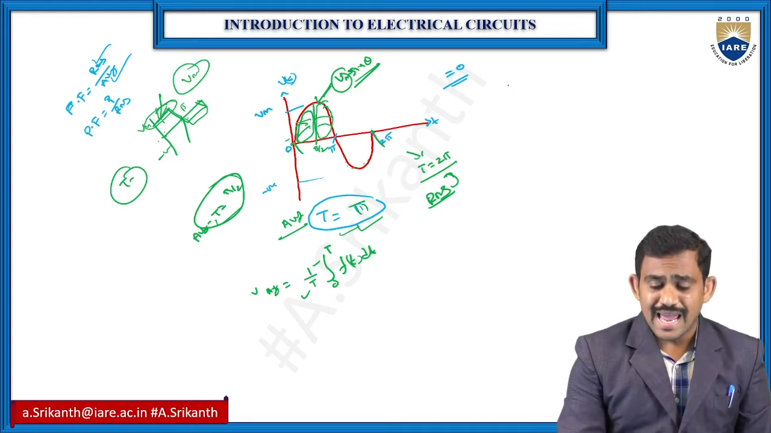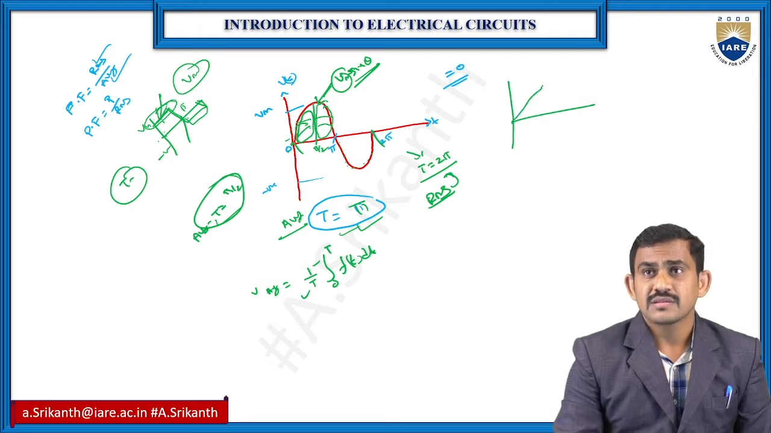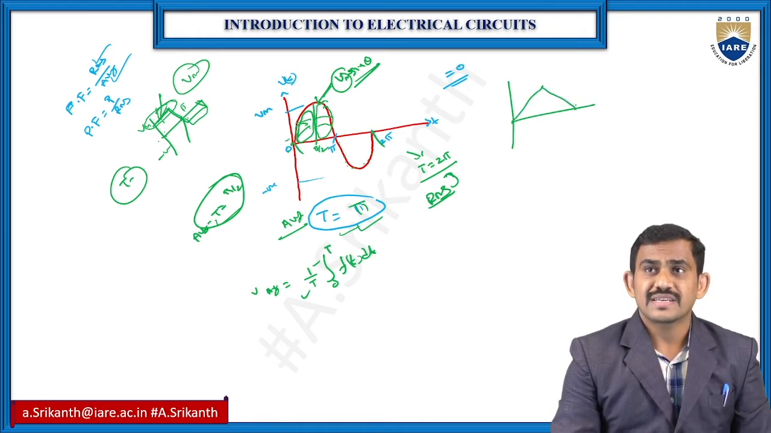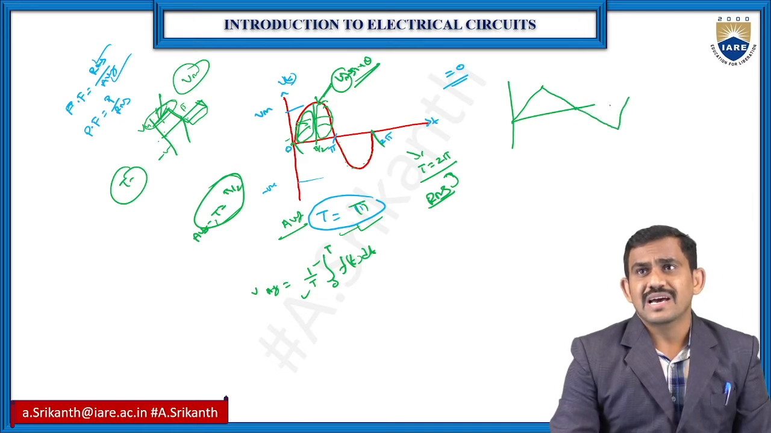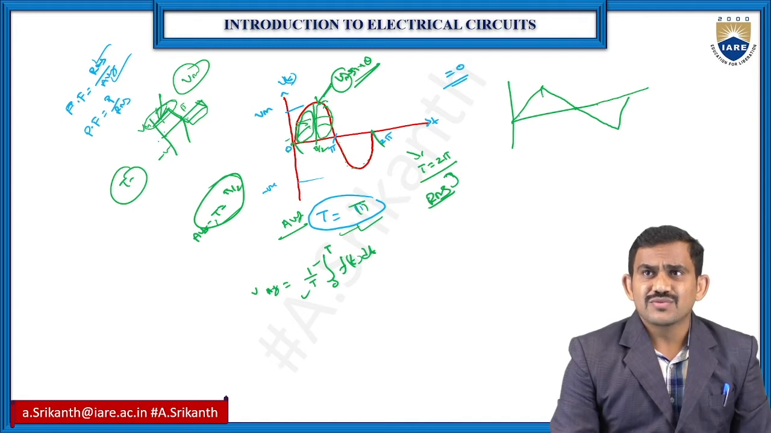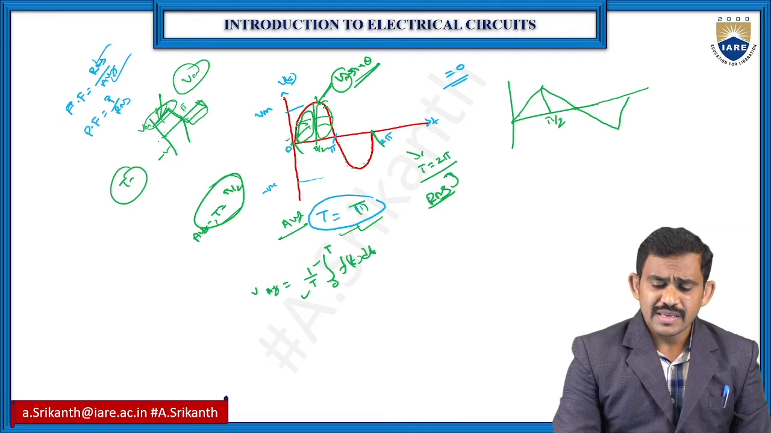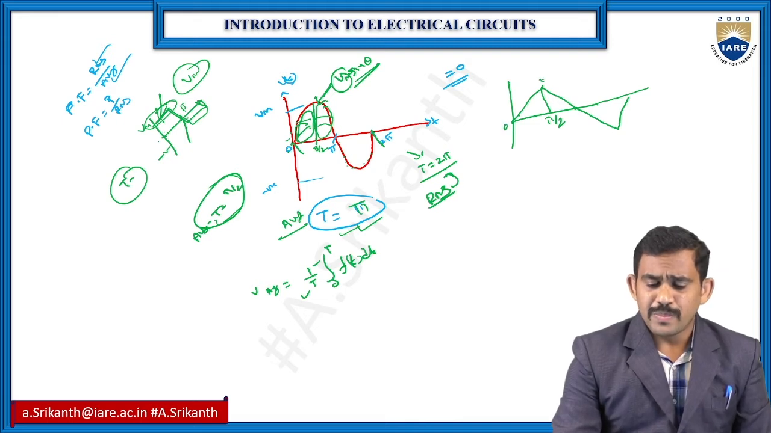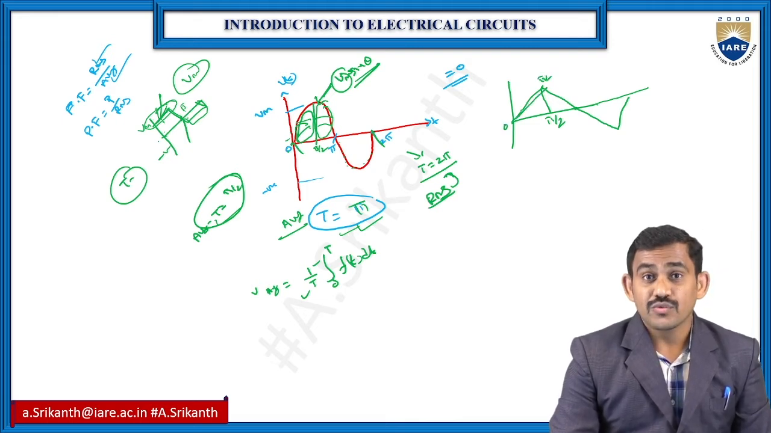Coming to triangular, we have a positive peak as well as a negative peak, or a positive peak only, no problem. For this, the average you can consider up to pi by 2, the same average. So 0 to pi by 2, we have a slope.